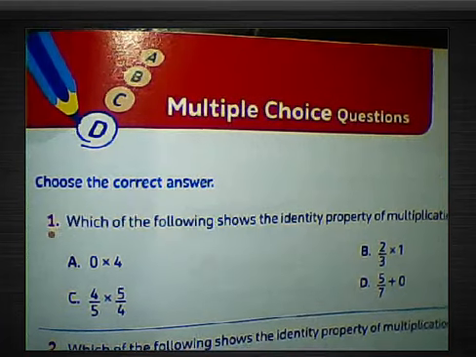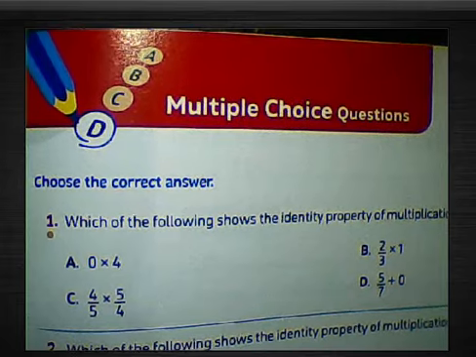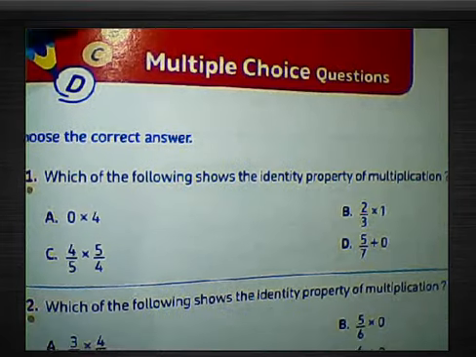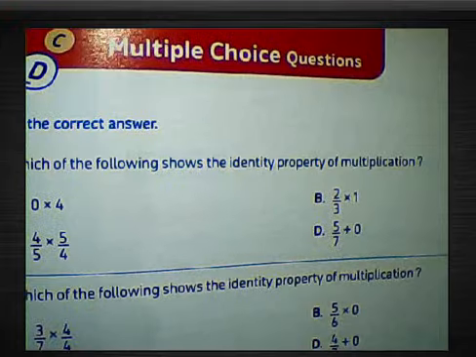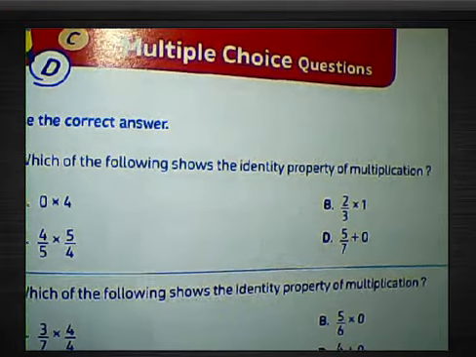Multiplicative choose questions, page 175. Choose the correct answer. Which of the following shows the identity property of multiplication? About multiplication properties here.